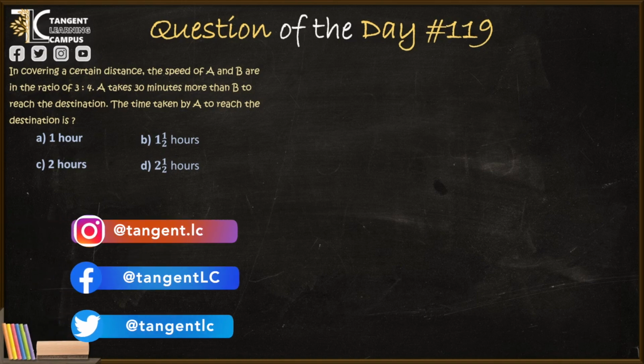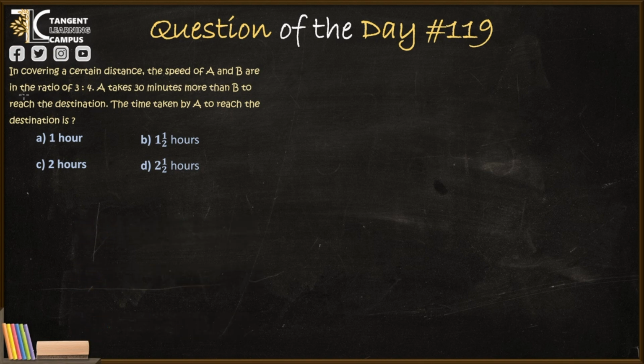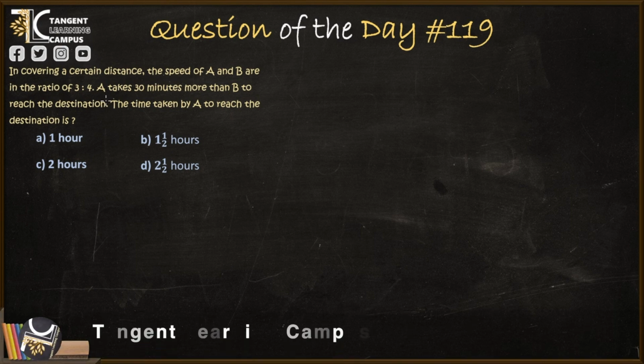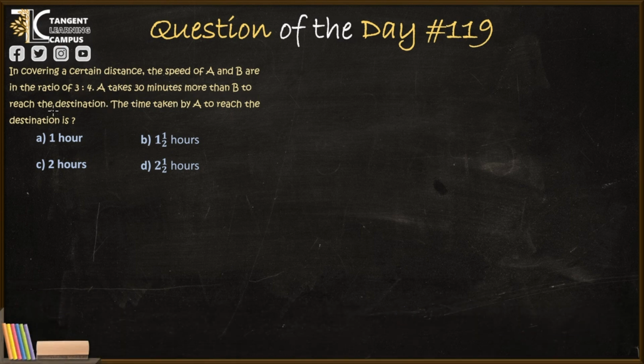So let's see what is given in this question here. In covering a certain distance, the speed of A and B are in the ratio of 3:4. So here A and B cover a certain distance and also the ratio of speed is given. A takes 30 minutes more than B to reach the destination, and also a relation between the time taken by A and B is given. Here we have to find the time taken by A to reach that particular destination.